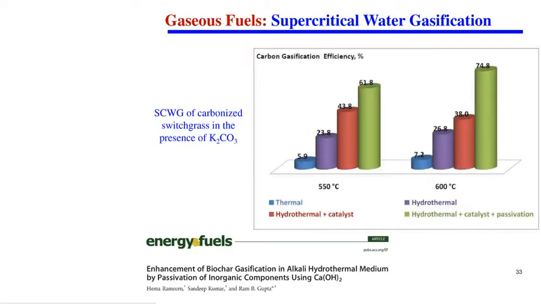So another application is switchgrass liquefaction, where we use again potassium carbonate. This is a homogeneous catalyst and it helps in breaking down the biomass pretty fast. So I'm saying that when we used potassium carbonate in hydrothermal gasification condition, up to 75% was the carbon gasification efficiency in just use of water.